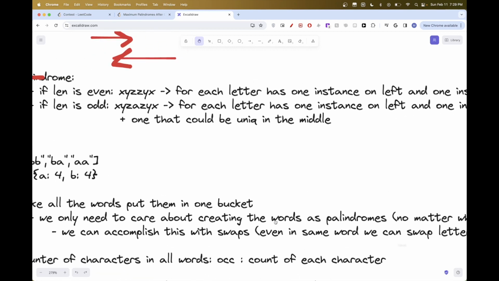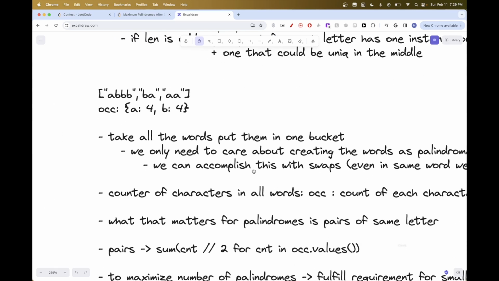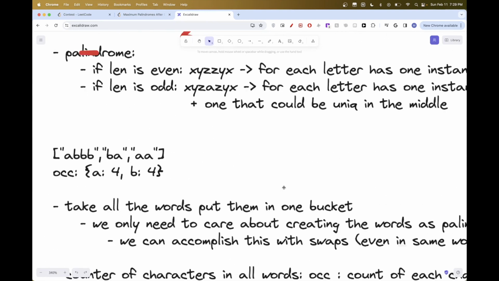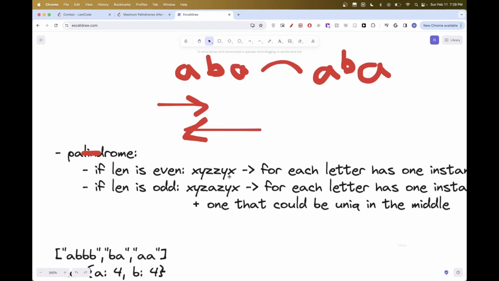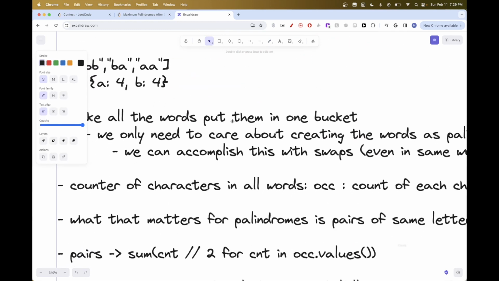Because as I said earlier, you can just do the swaps to do the same thing as placing the characters freely in whatever position you need. So we said we will count, like what we did here. Now, going back to this, we need the characters to be in pairs so that we can construct a palindrome. For now, let's just ignore this middle one. We'll come back to it. But for all the other cases, we need pairs of letters.